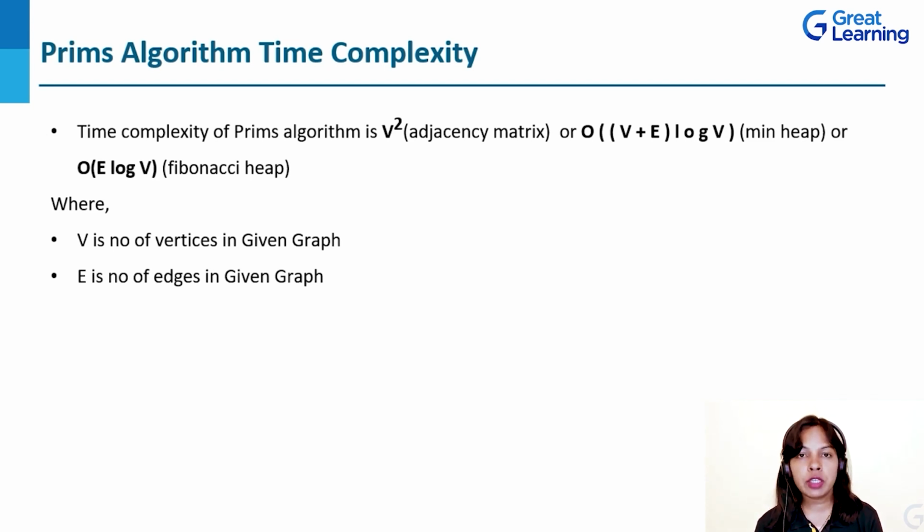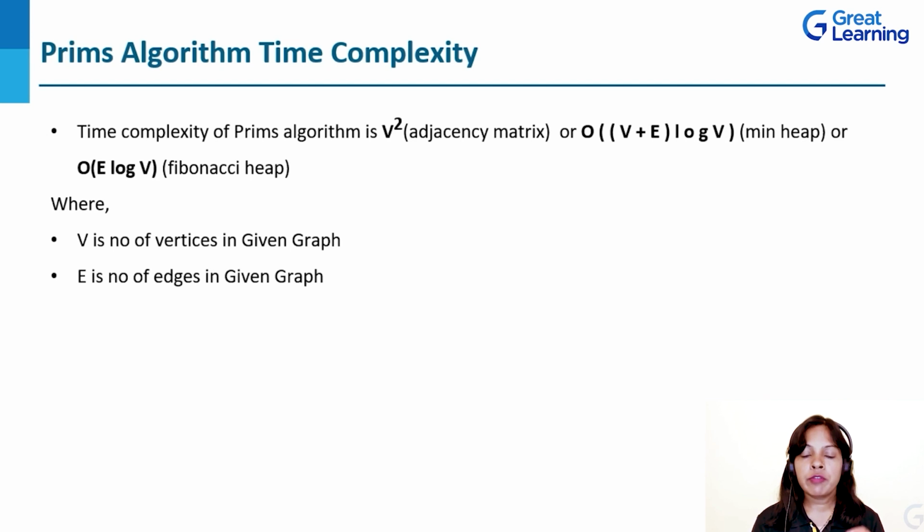And if you use Fibonacci heap, then the time complexity for Prim's algorithm becomes O of E log V. Okay, so this is your worst case time complexities actually. Now, adjacency matrix approach is what we use to implement Prim's algorithm in this session, right? Here, why it was V square?